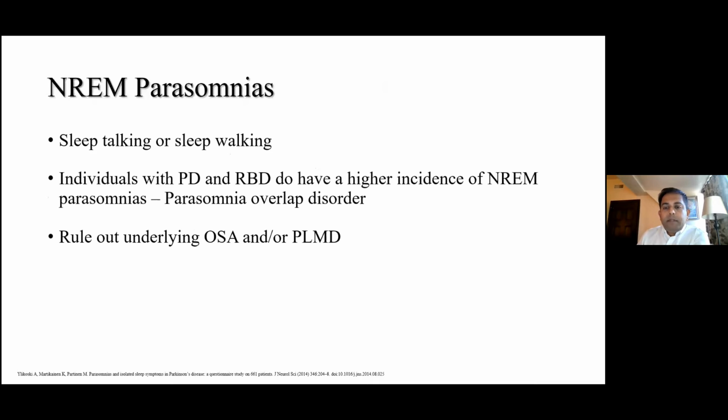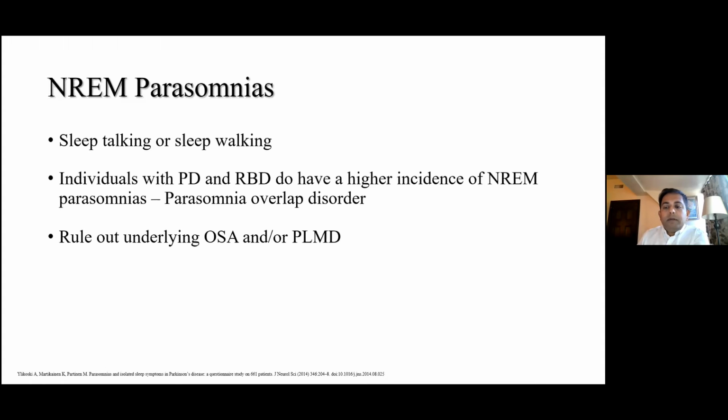Non-REM parasomnia activity could be sleep talking or sleepwalking. Individuals with Parkinson's and RBD do have a higher incidence of non-REM parasomnia activity, which is referred to as parasomnia overlap disorder, which would be a combination of both RBD and sleepwalking. Sleepwalking with Parkinson's disease is associated with a higher incidence of depression and even advanced Parkinson's stage.